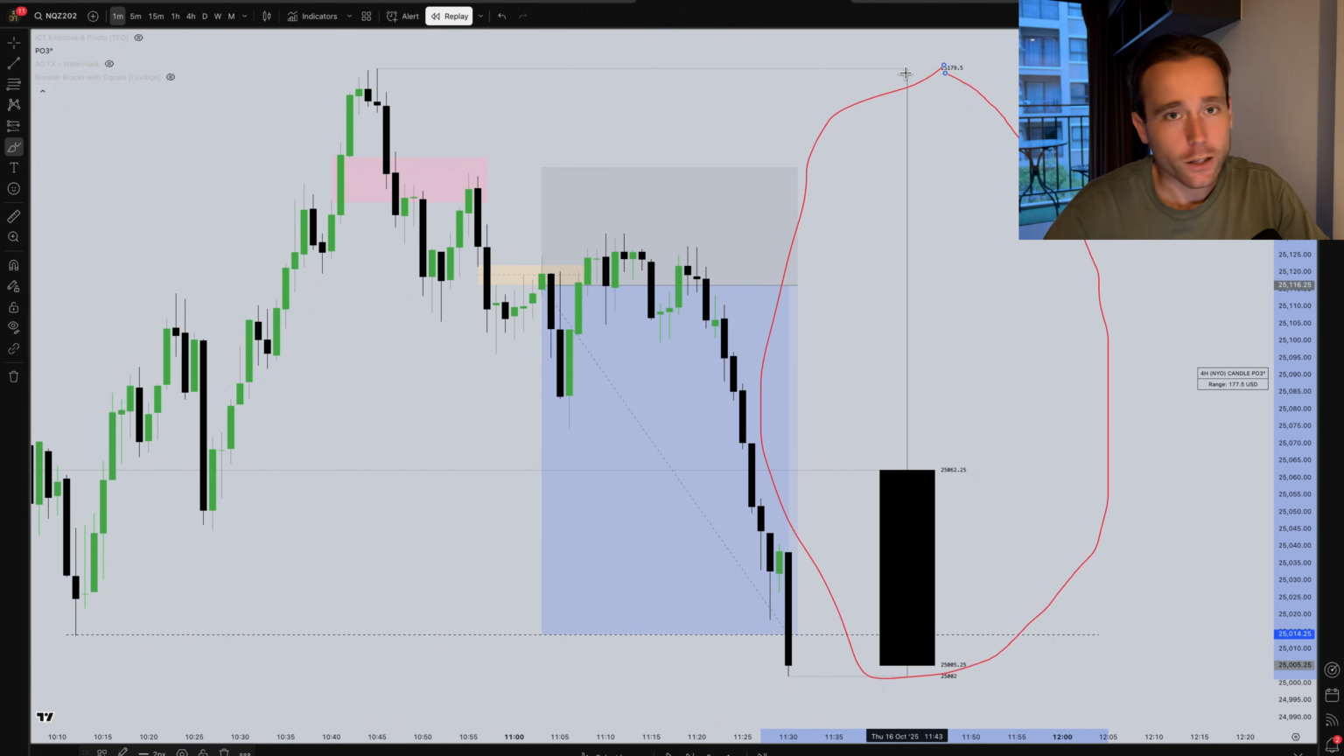And no, we're not swing traders. We're not going to hold this position for multiple days or multiple hours. We're going to use this candle to execute on the 1 minute time frame.